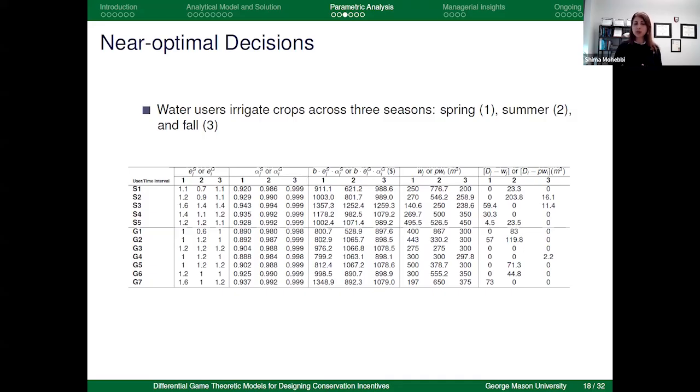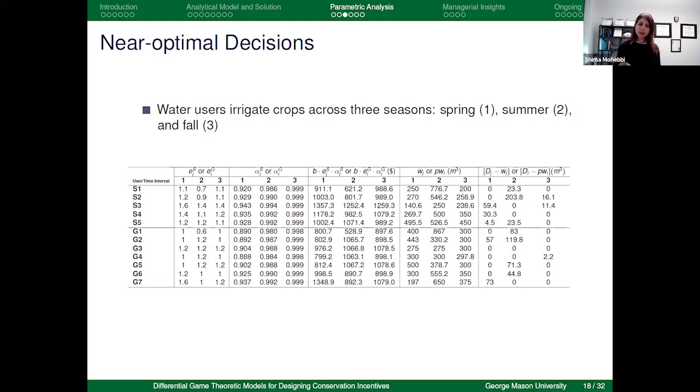The fifth column shows water consumption after the NGO's incentive offer, determining whether the water user accepts or rejects the offer. If the water consumption equals the water demand, the incentive offer is rejected. However, if water consumption after incentive is lower than water demand, the offer is accepted by the water user. And finally, the last column shows the amount of water saved in each time interval or season.